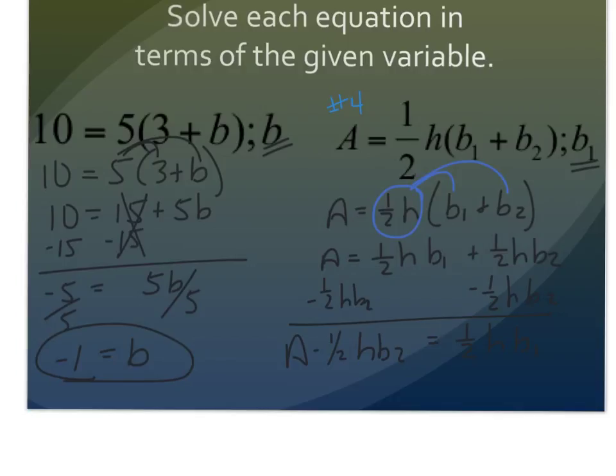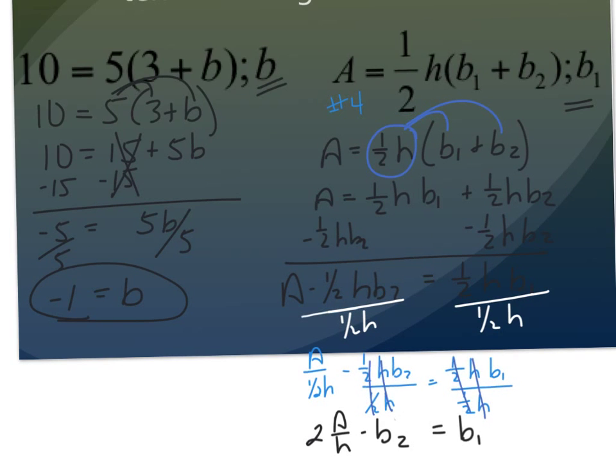Change my color here so you can see a little better. And I'm getting b1 by itself, so I'm going to divide both sides by 1/2 h. What ends up is that we isolate the b1, doing a lot of canceling, and come up with b1 equals 2a over h minus b sub 2.